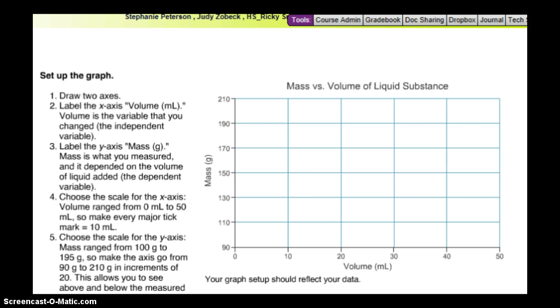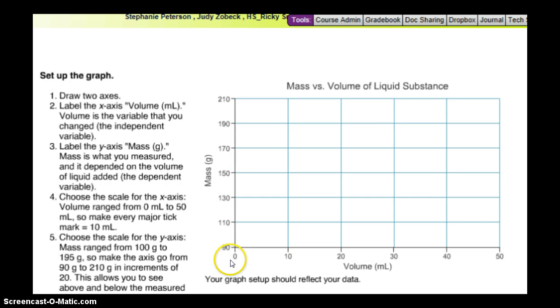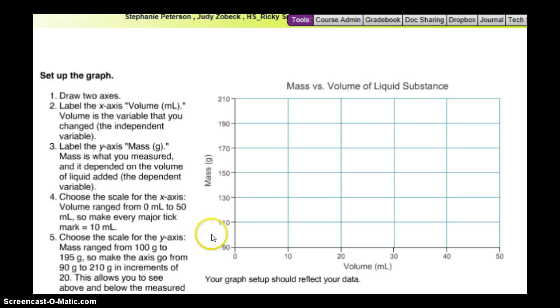All right, so if we look back here, our volume goes from 0 to 50. So they said, all right, let's just go 0, 10, 20, 30, 40, 50. Since we added it in 10 milliliter increments, that makes sense. However, let's go over here and say, okay, our data goes from 90 to 195. So they did 90 and they went up by how much? They went up by 20s. And you have to go above your highest data point. So our highest data point was 195, and you had to go up here.